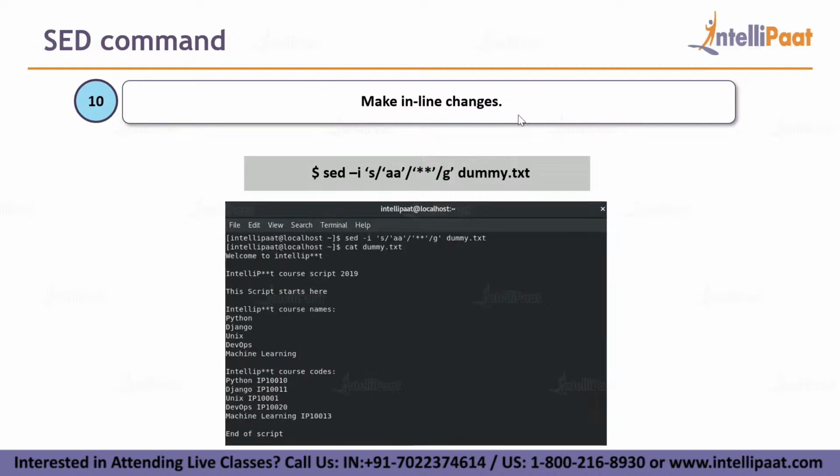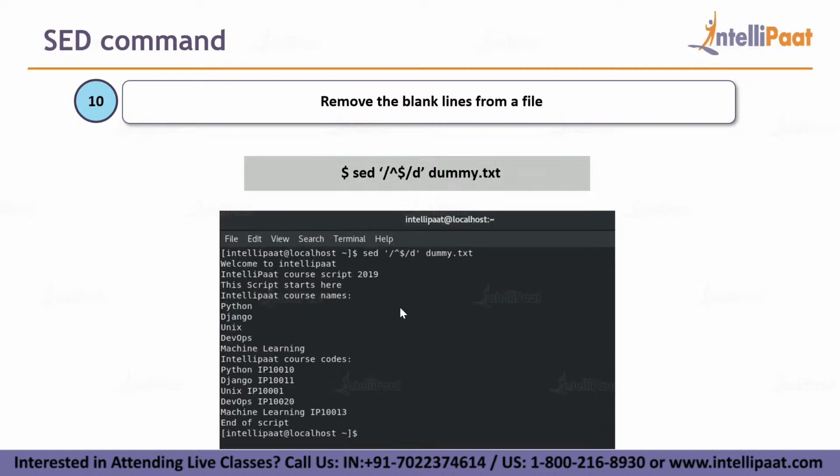Making inline changes. Here you can see sed -i s/a/**/g, and every single a has been changed to star star. I think here you can see star star star star, and this is what making inline changes is. You can change every single line's value, and this will not just look for a particular value, it will check every single line. That's why we provide -i. Okay, let's try both of these commands right now.